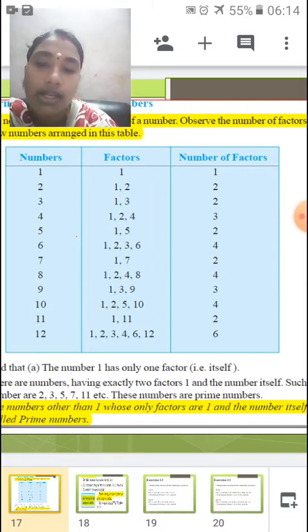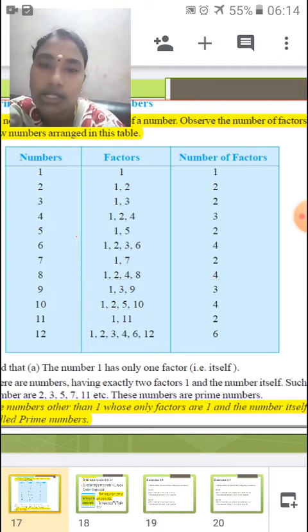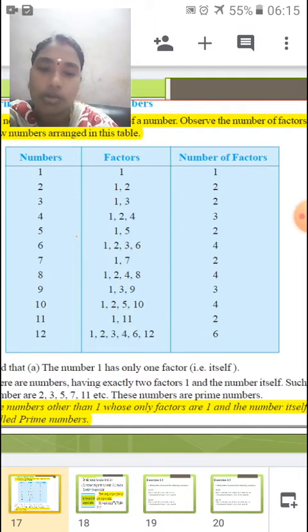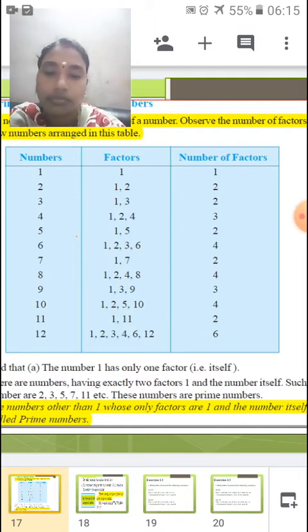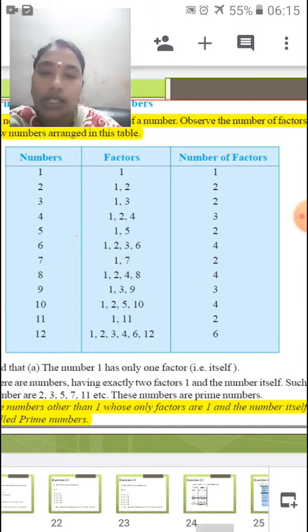Right? 1 is always neither a prime number nor a composite number. So it is a universal number. It is neither a prime number nor a composite number. Okay. So now let us start with the exercise 3.2 sums.